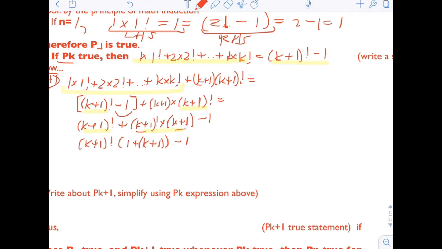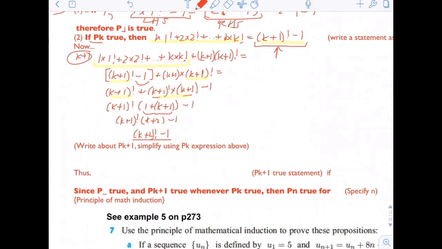Now I can add up +1 and +1, and that'll be k plus 2, right? So now basically I have k plus 1 factorial times k plus 2 minus 1. Well, k plus 1 factorial times k plus 2 is k plus 2 factorial, minus 1. And that's what we wanted the whole time, right? Because if the P of k statement has right-hand side k plus 1 factorial minus 1, the k plus 1 statement should have right side k plus 2 factorial minus 1, because that's the equivalent of this. So we have shown that for the k plus 1 case, it follows the same rule as P subscript k.